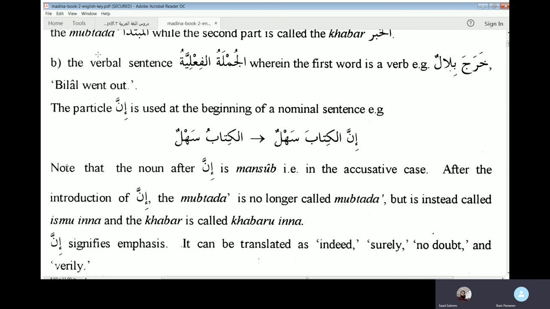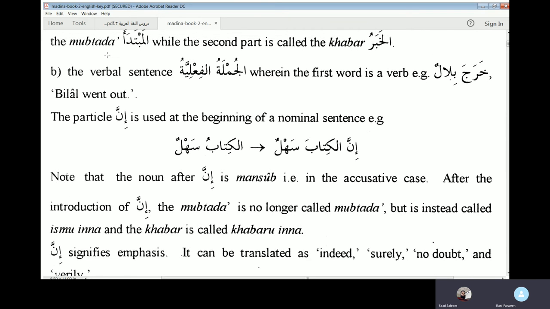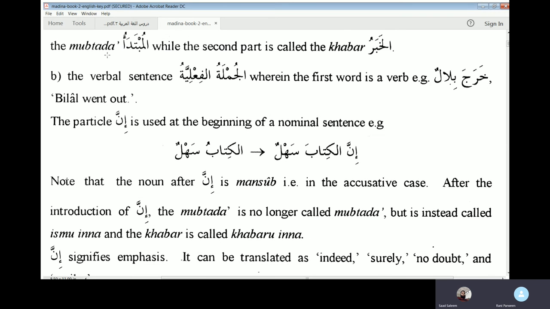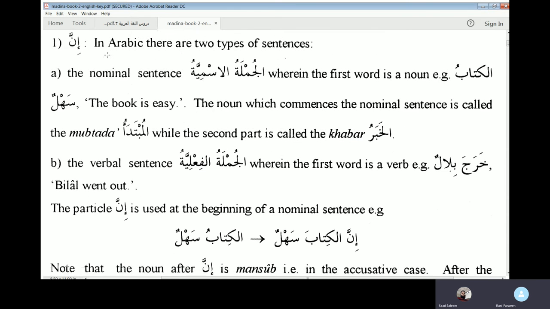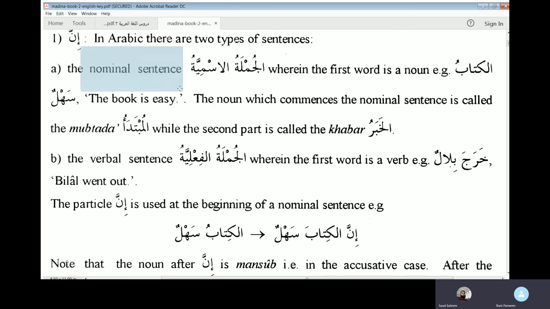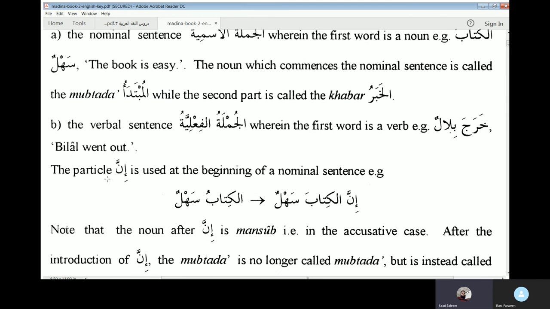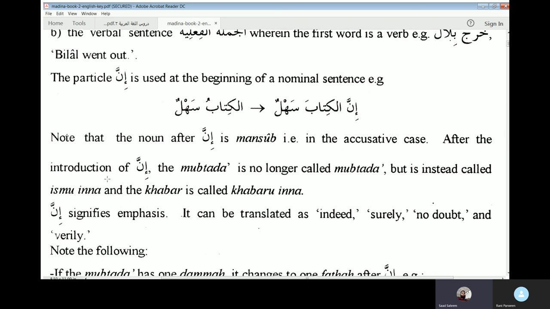The sentence which starts from a noun is jumla ismiya, and the sentence which starts from a verb is called jumla fi'liya. In English, all sentences are nominal sentences, jumla ismiya. But in Arabic, we have two types of sentences, jumla ismiya and jumla fi'liya. Okay, next.